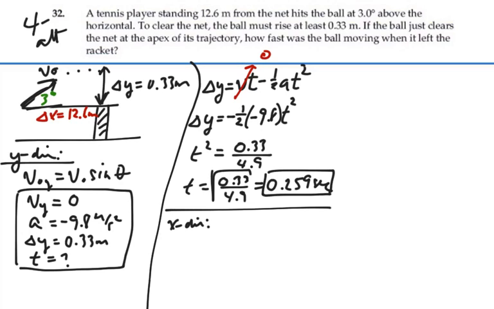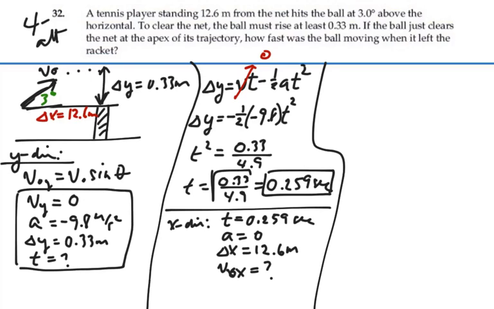What's going on there? Well, we know that our time is 0.259 seconds. We know that our acceleration is 0. We know that our displacement is 12.6 meters. And we really want to find our initial velocity. So let's do that.